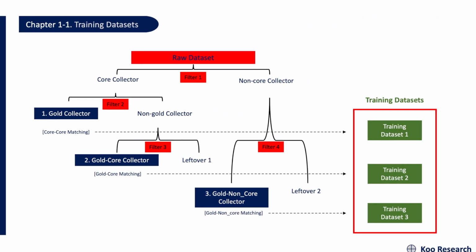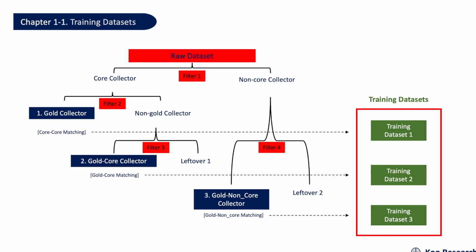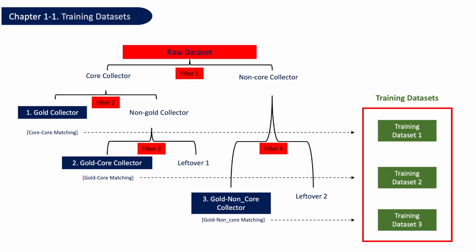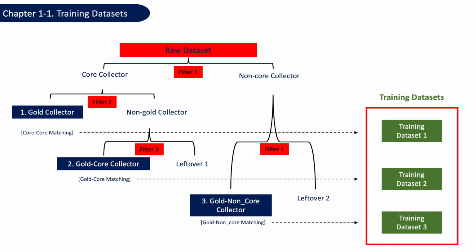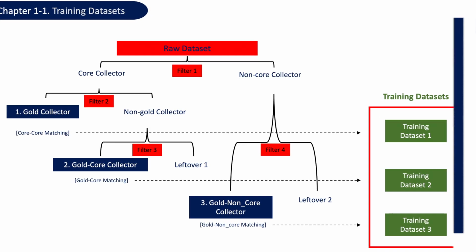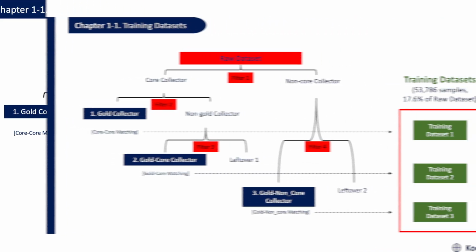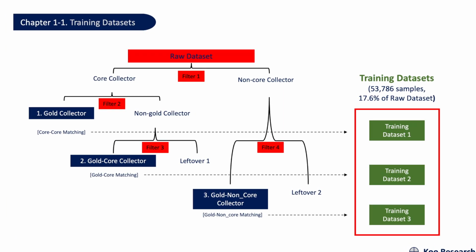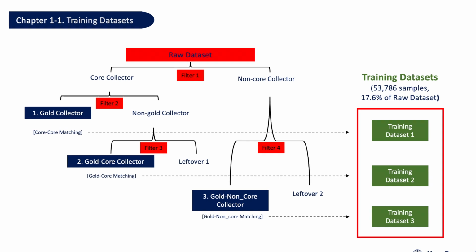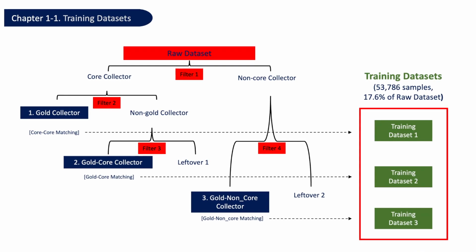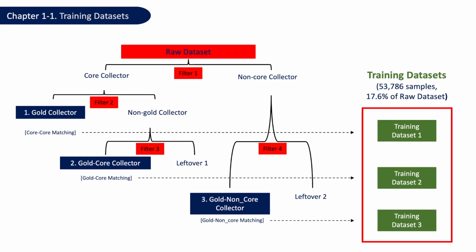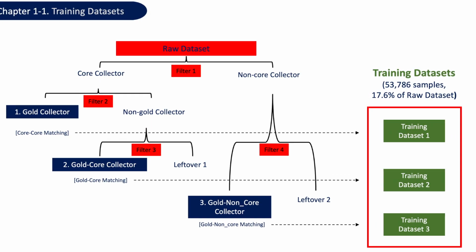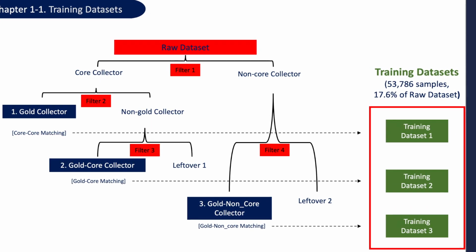This figure illustrates several filtering algorithms designed for the 3 training datasets. These algorithms selectively gather samples highly correlated to labels from the raw dataset. Ultimately, 53,786 training samples, 17.6% of the raw dataset, are selected. They are effectively categorized based on sample quality as training dataset 1, 2, and 3.